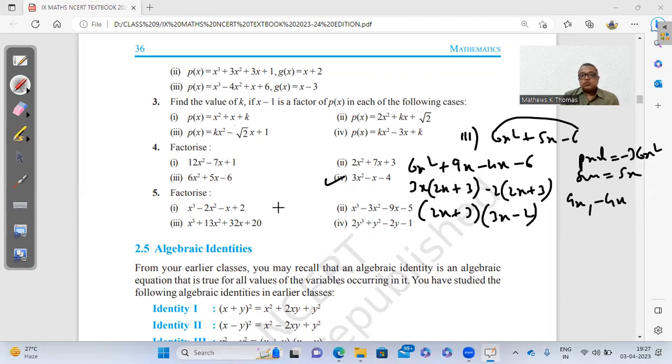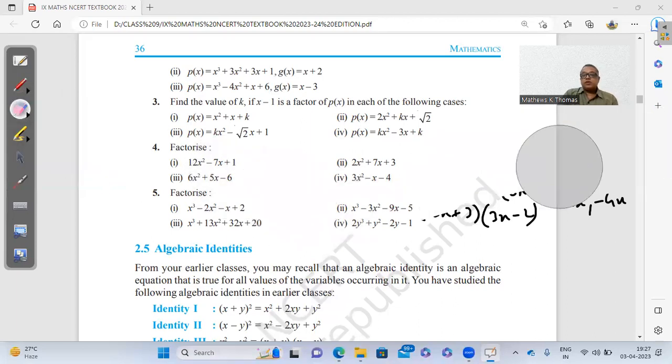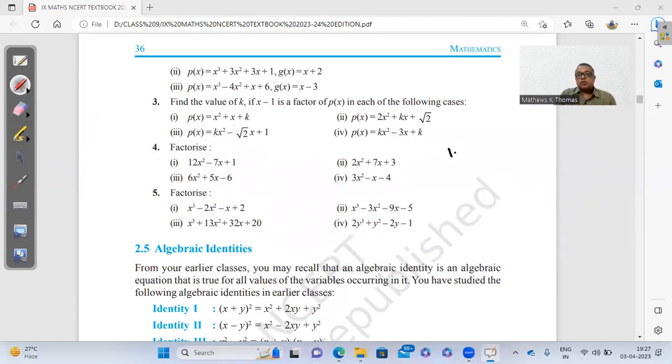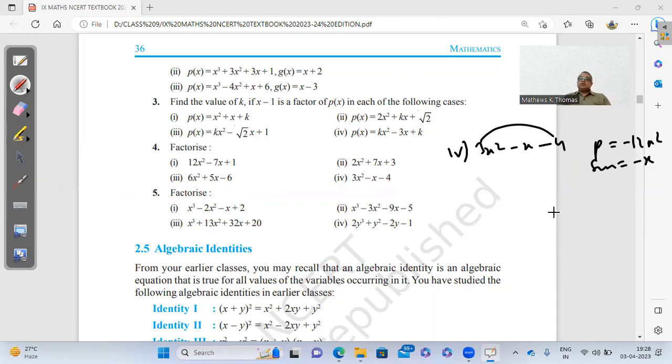Then the last part, 3x squared minus x minus 4. Multiply the first and last, product is coming minus 12x squared. And when I add, I should get minus x. So my factors now will be minus 4 and plus 3. Because minus 4 and plus 3, when I multiply this, I'll get negative 12. And minus 4 and plus 3, when I add, I'm getting negative 1. So factors will be 3x squared minus 4x plus 3x minus 4.